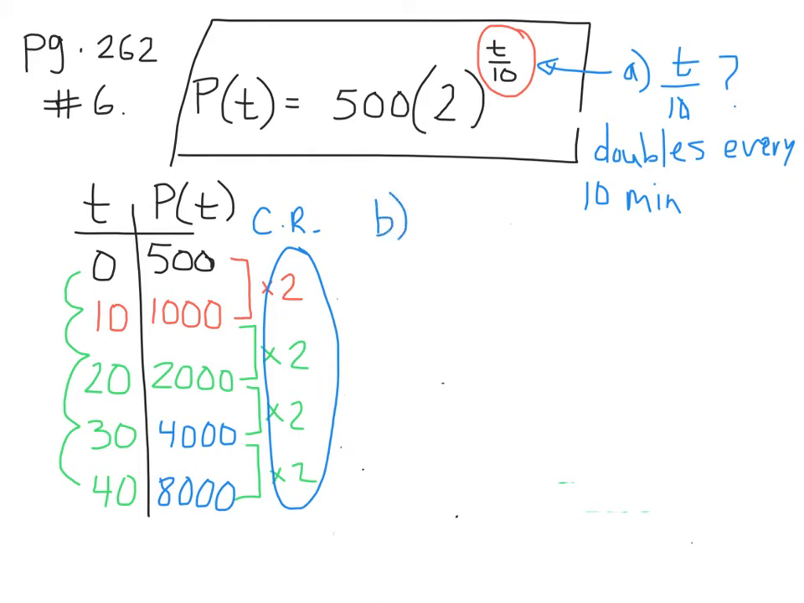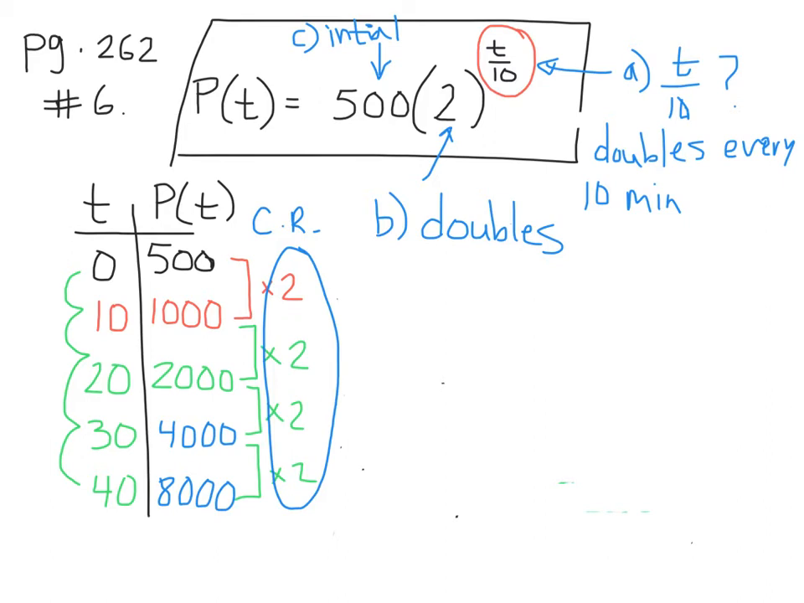Question B says, why is the base 2? Well, the base is 2 because the bacteria doubles. That's what's happening to the bacteria. Why is the multiplier 500 in question C? Well, the multiplier is 500 because that is the initial amount of bacteria that is there.